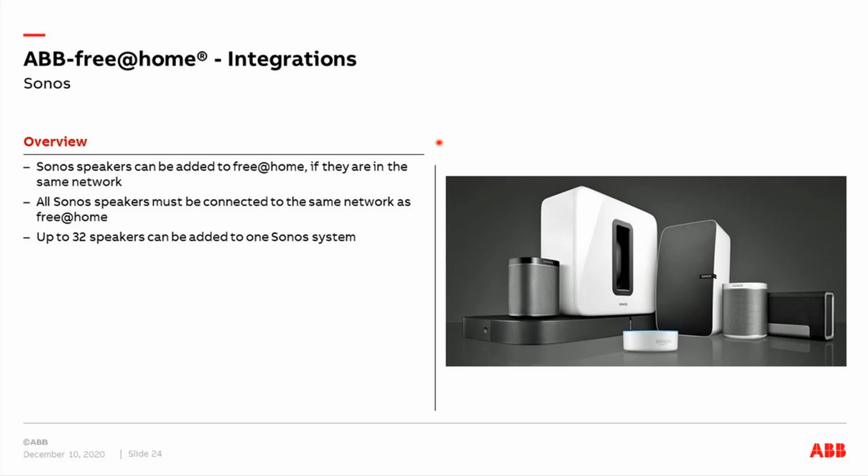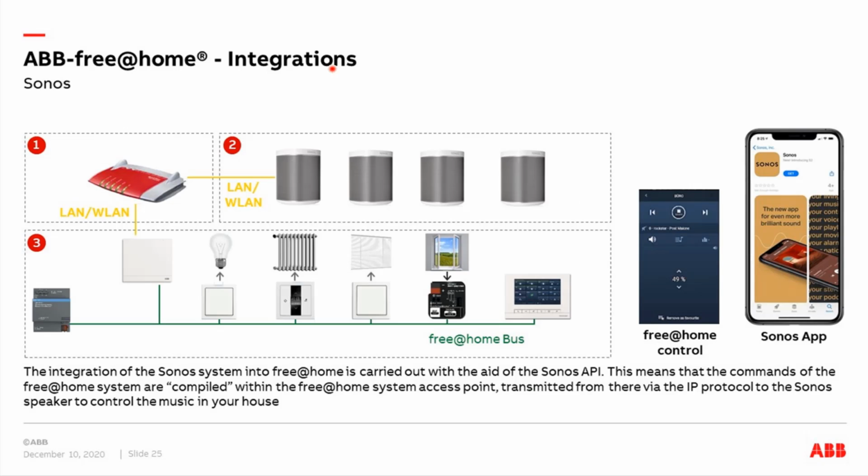The main condition when you want to integrate Sonos is that all Sonos speakers must be connected to the same network as Free at Home. So you see it here, we have more or less the same principle when we want to add Sonos. The system access point and all the Sonos speakers must be connected via LAN or via Wi-Fi to your private network. This way, both systems can directly communicate with each other via your private network.